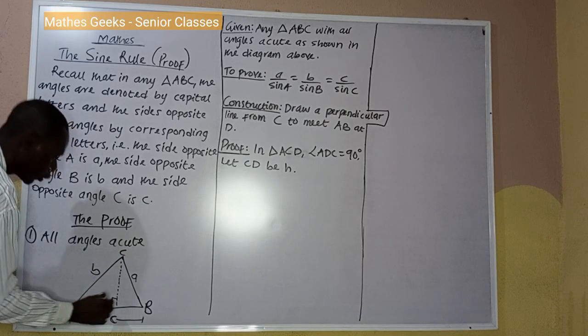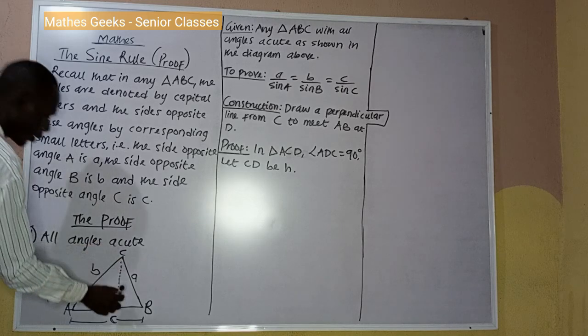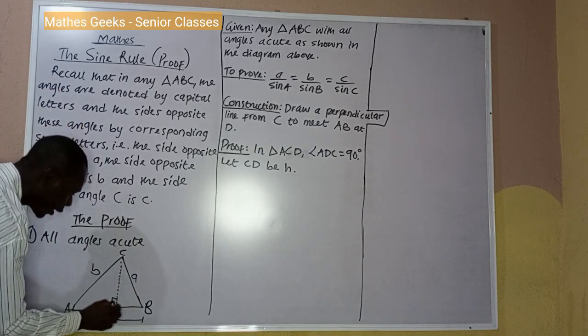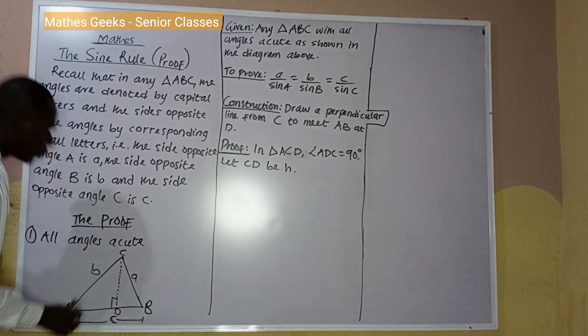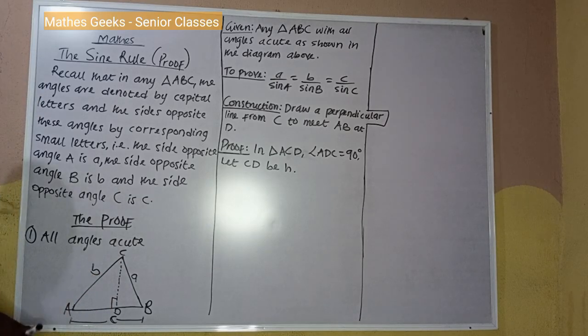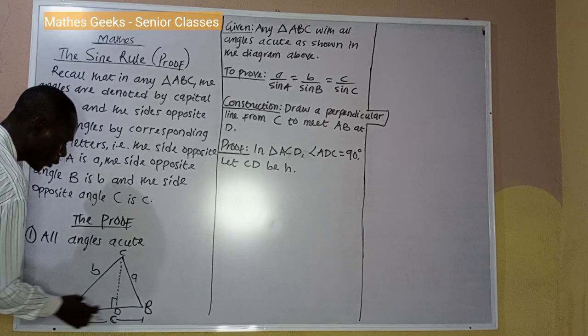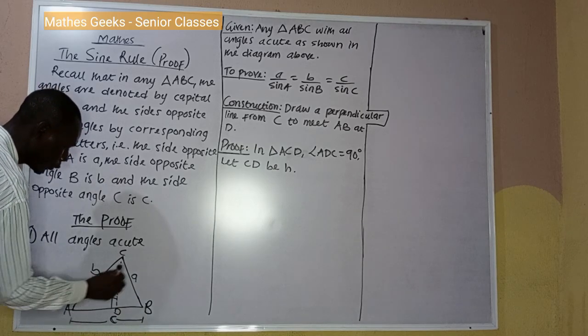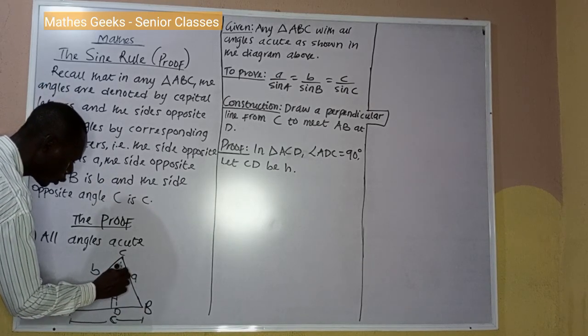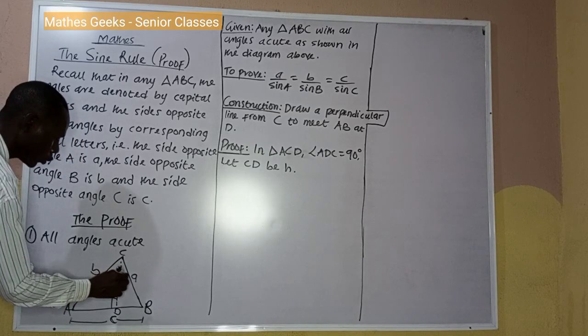Once we produce a perpendicular and it meets line AB at D, it means this line makes a right angle with line AB, since it's perpendicular to line AD, and this will give us the height of the triangle.